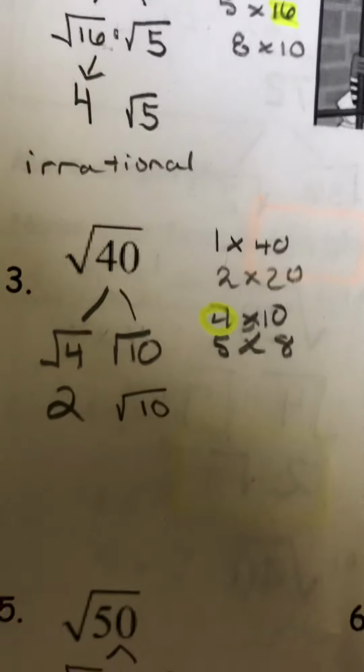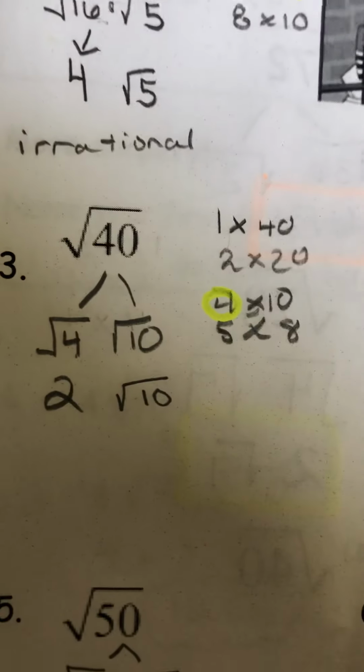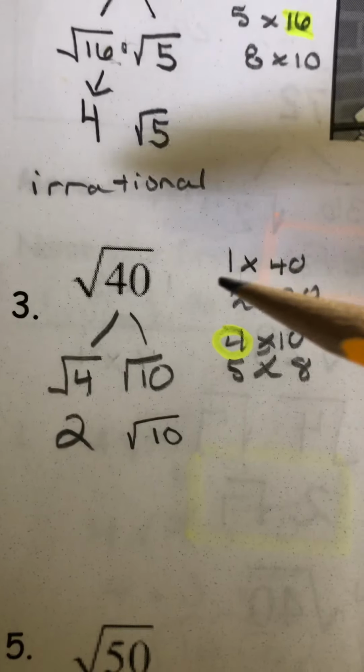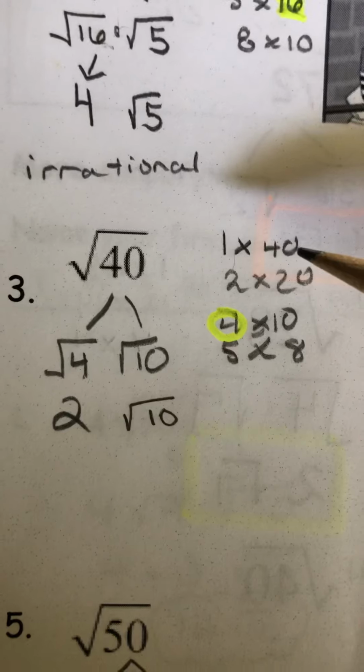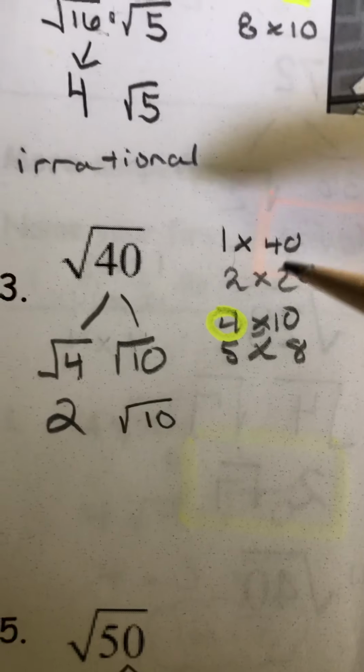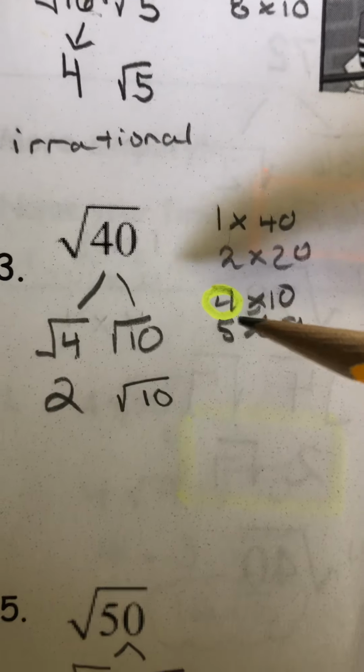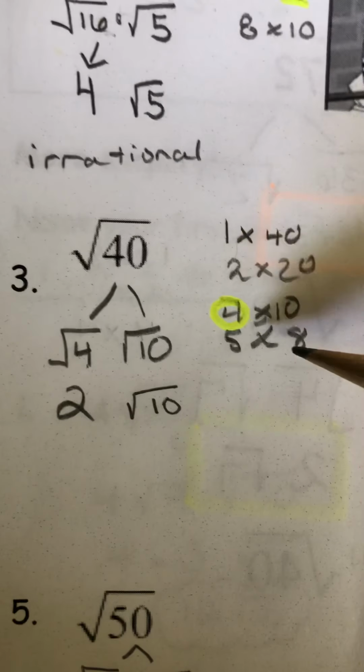Example number 3, same idea, square root of 40. List the factor pairs. Think of all the combinations of pairs and numbers you multiply together that give you 40. Obviously 1 times 40. 2 times 20. No 3's here, right? 4 times 10, 5 times 8.